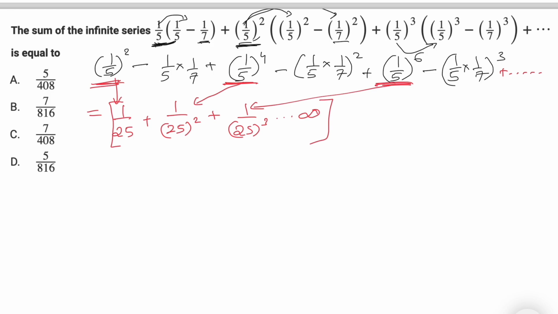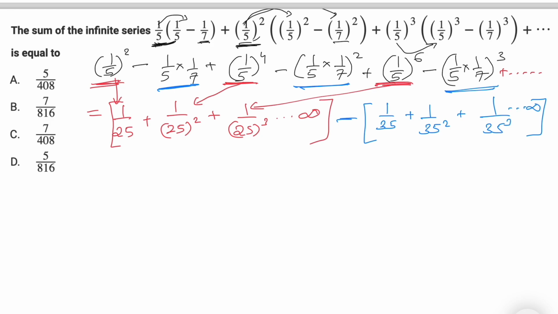If you now look at the other terms, all these terms have a minus sign outside: minus 1/5 into 1/7, minus (1/5 into 1/7) squared, minus (1/5 into 1/7) cubed. This is another series, which I'll indicate in blue. 1/5 into 1/7 is 1/35, (1/5 into 1/7) the whole square is (1/35) squared, and similarly the whole cube is (1/35) cubed, and this continues till infinite terms.